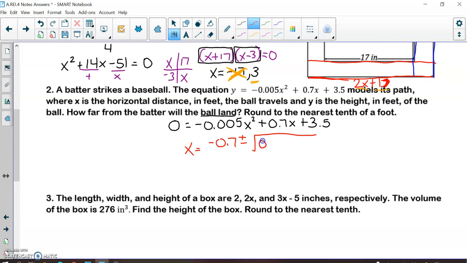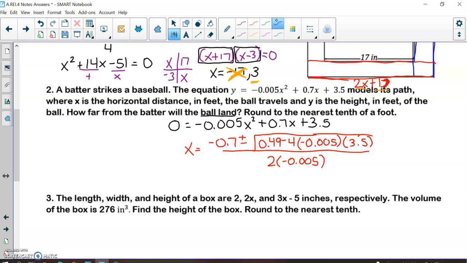squared, 0.7 squared is 0.49, minus 4 times my a value of negative 0.005 times my c value, which is 3.5, all over 2 times my a value, which again is negative 0.005. A reminder, when using the quadratic formula, it's probably best to first simplify what's underneath your square root and also simplify your denominator before we type everything in for our calculator.